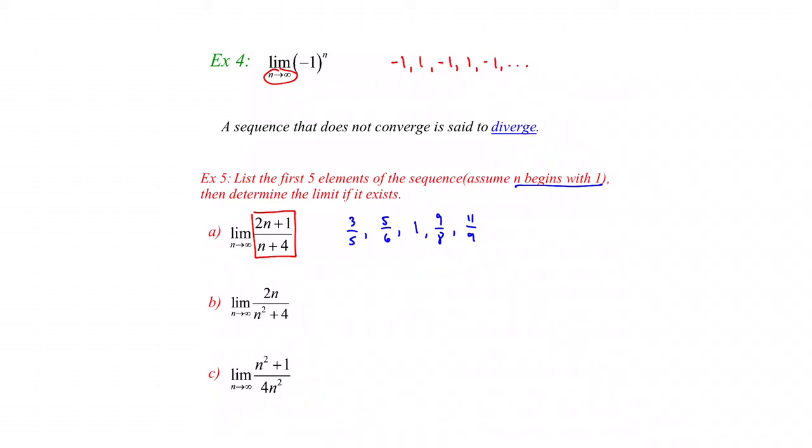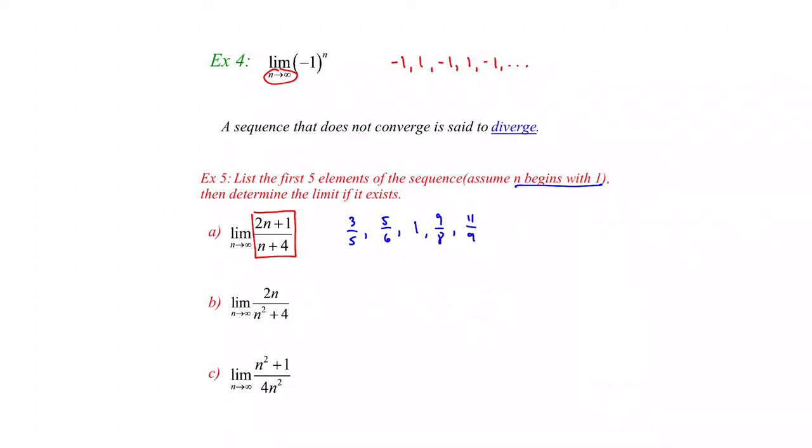So if you look at this, you've got 3/5, 5/6, 1. So it's getting larger. It gets to 1. Now it's 9/8, 11/9. It's still getting larger. But do we really know just by looking at the first 5 terms, when n goes to infinity, what it's approaching? I think that's a little bit difficult to determine from the first 5 elements of the sequence. So is there another way we can figure out what the limit is?